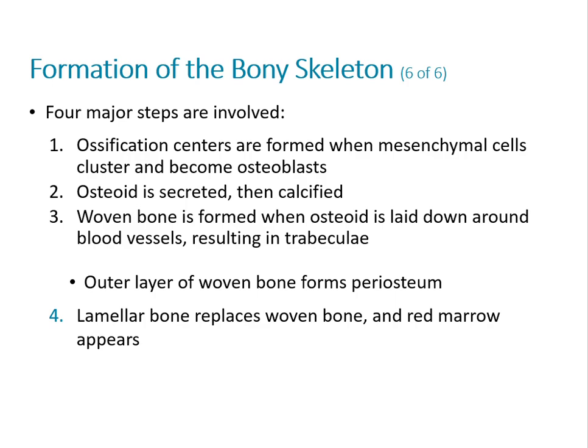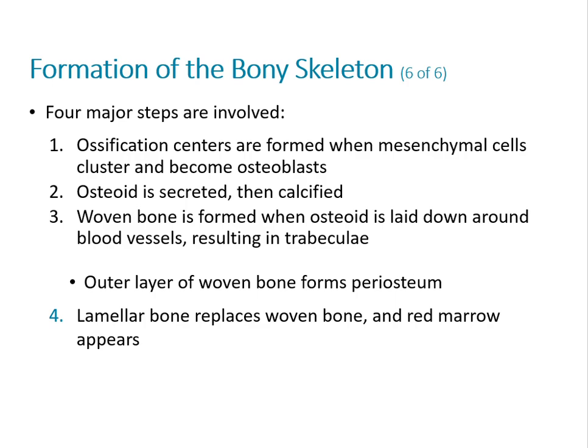Ossification centers are formed when mesenchymal cells cluster and become osteoblasts. So it begins with growth signals that differentiate the stem cell into bone building cells. The bone building cells, the osteoblasts, then lay down osteoid that then gets calcified, and this woven bone formation starts to be formed. And that's when osteoid is laid down around blood vessels. And that results in the trabeculae, the spicules that we know of spongy bone.